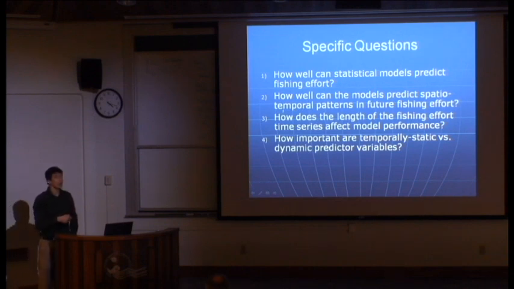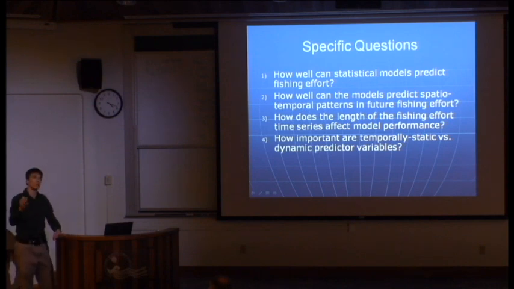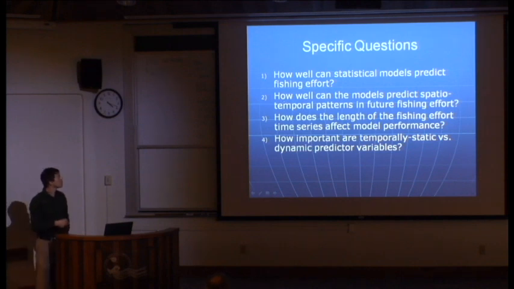The second question we asked was, okay, this is all well and good, but we can't do this retrospectively. We can't predict what the fishing effort would have been in the past using data from the past. We need to know what it's going to be like in the future, because that's how management works, right? You can't manage retroactively. You can't say, oh, you shouldn't have gone there last week. You have to tell them where they can't fish next month or 6 months down the line. And so we asked, how well can the models predict spatiotemporal patterns in future fishing effort?